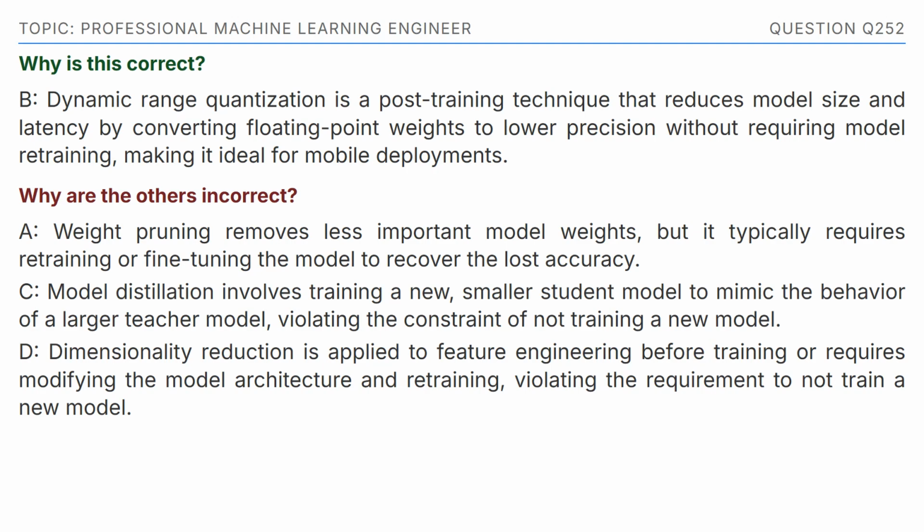A. Weight pruning removes less important model weights, but it typically requires retraining or fine-tuning the model to recover the lost accuracy. C. Model distillation involves training a new, smaller student model to mimic the behavior of a larger teacher model, violating the constraint of not training a new model. D. Dimensionality reduction is applied to feature engineering before training or requires modifying the model architecture and retraining, violating the requirement to not train a new model.